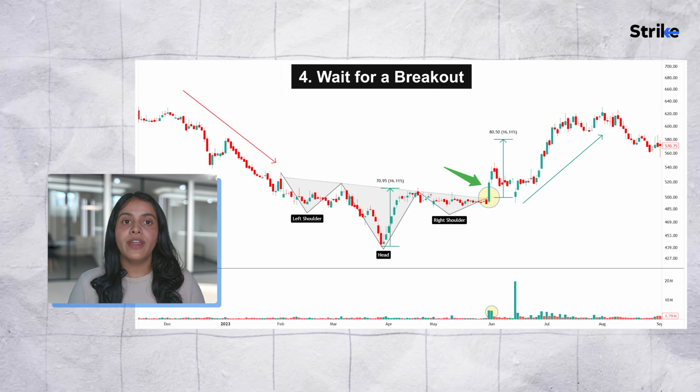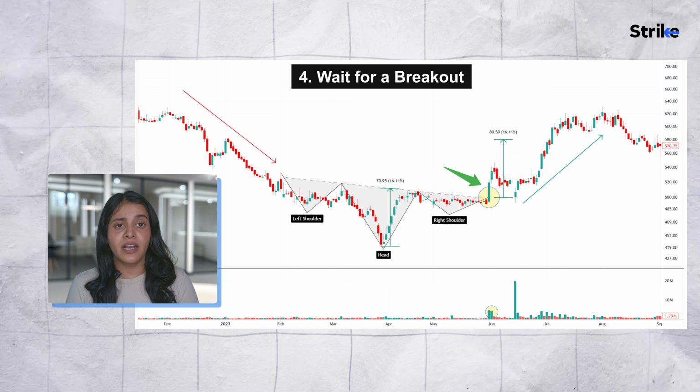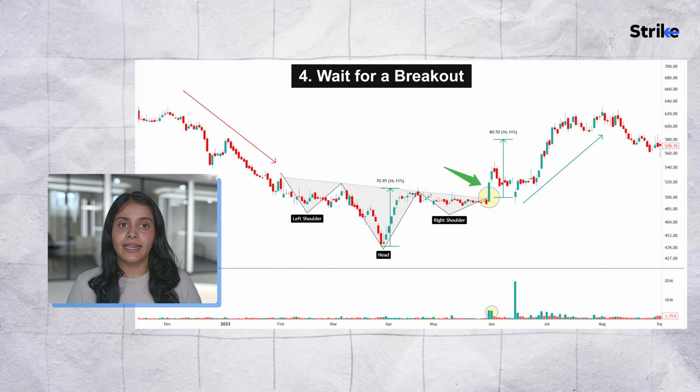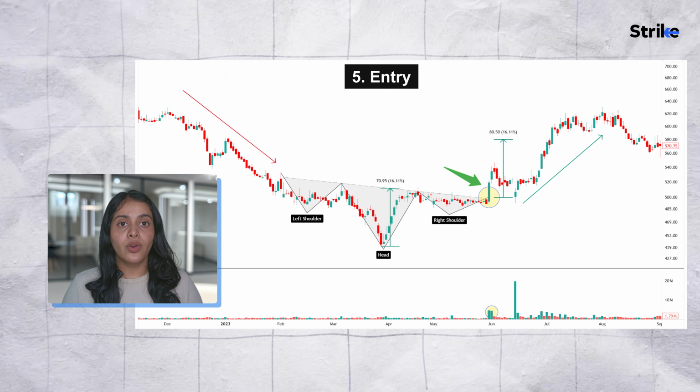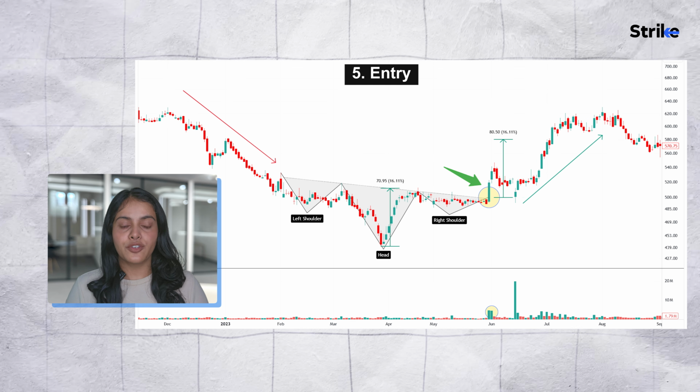Step 4. Wait for a breakout. Do not predict the breakouts. Wait for a strong close above the neckline. Step 5. Entry. You can enter aggressively on breakout or wait for the neckline retest confirmation.